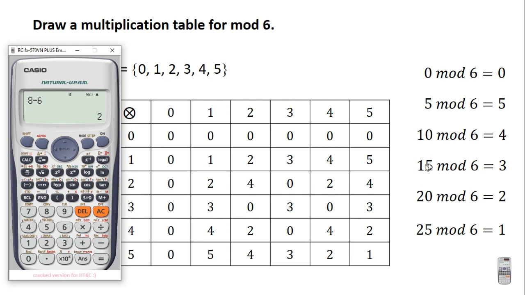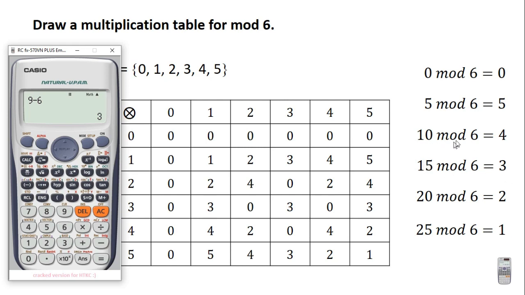Let's try for another example. Let's say 15 mod 6. So you subtract 6 from 15 until you get a number that is less than 6. You have 15 minus 6, and that will give us 9. 9 is not less than 6, so you subtract 6 from it again. 9 minus 6, as you all know, you have 3. So it means that 15 mod 6 will give us 3.